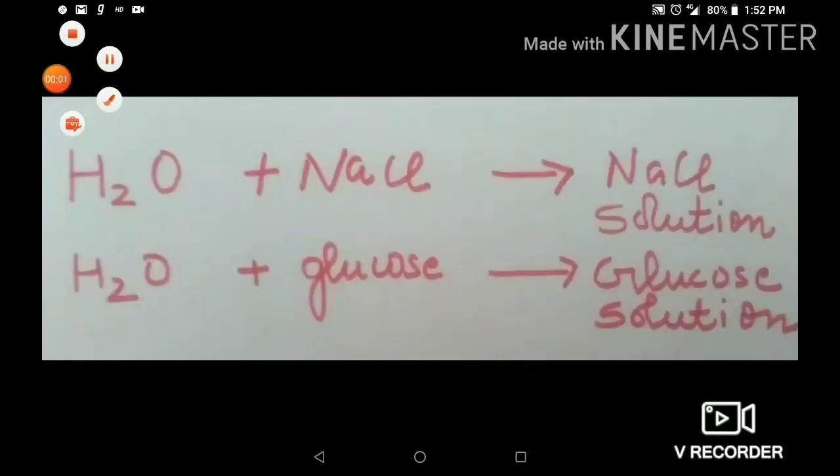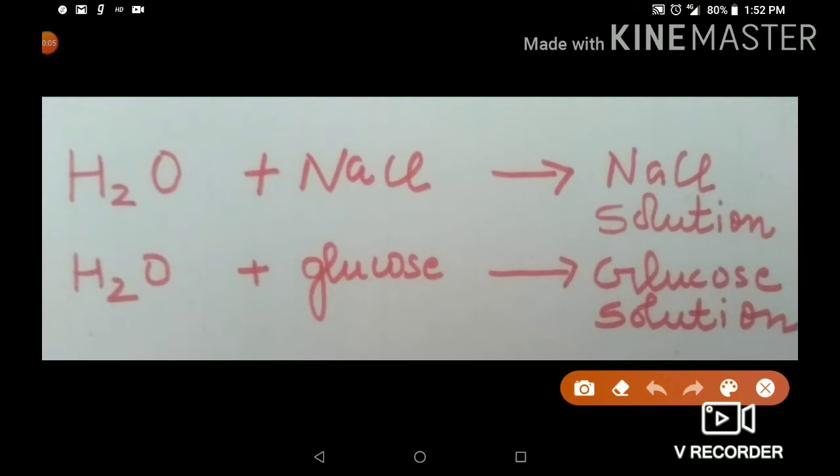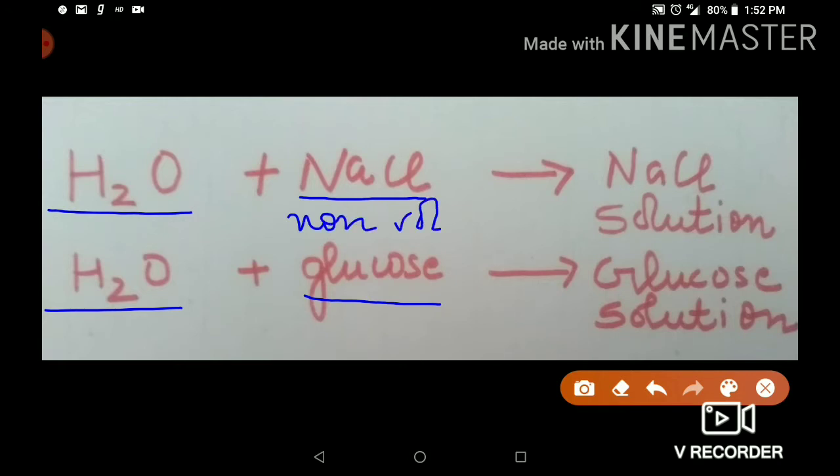Today's topic for discussion is depression of freezing point. So, what will happen when we add solutes like NaCl and glucose in a solvent like water? What are NaCl and glucose? The common thing between both of them is that both are non-volatile, that means both cannot evaporate. But water is a volatile solvent.